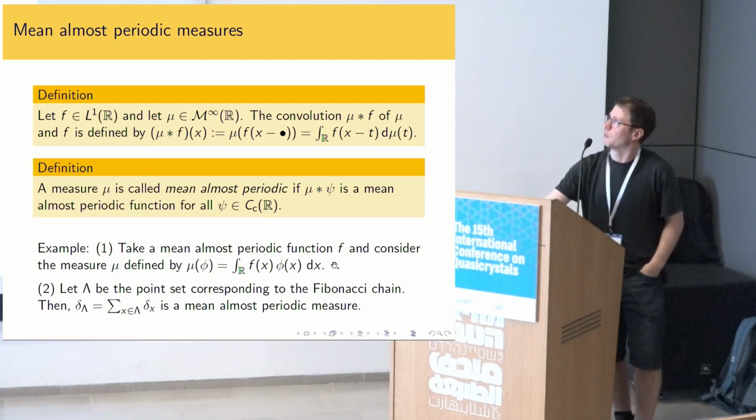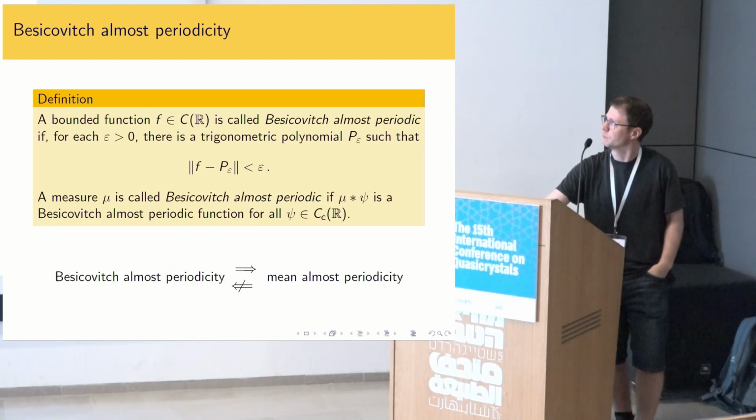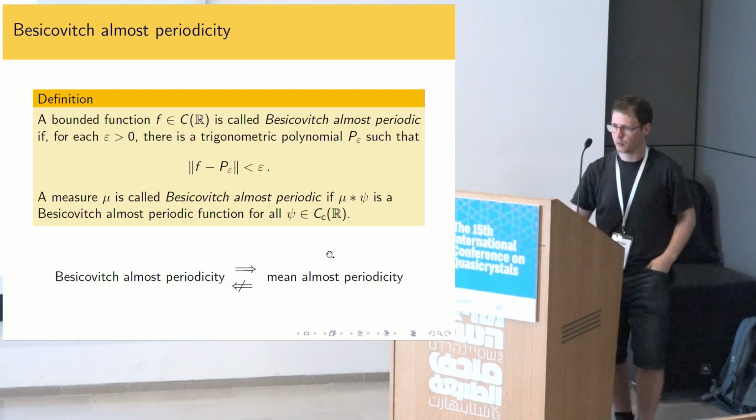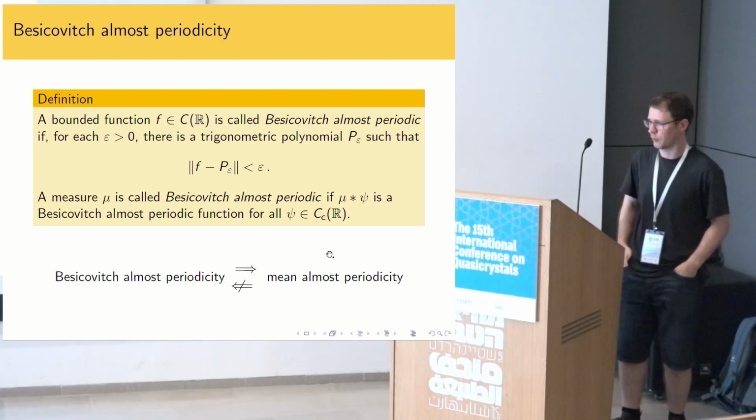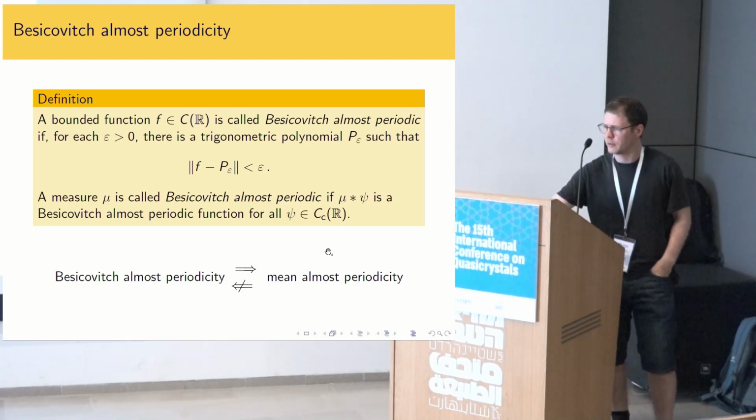Yeah, so far so good. Now we have a new version of almost periodicity, but it turns out we need a bit more. We need another notion, and this is called Besicovitch almost periodicity. And what is the idea here?